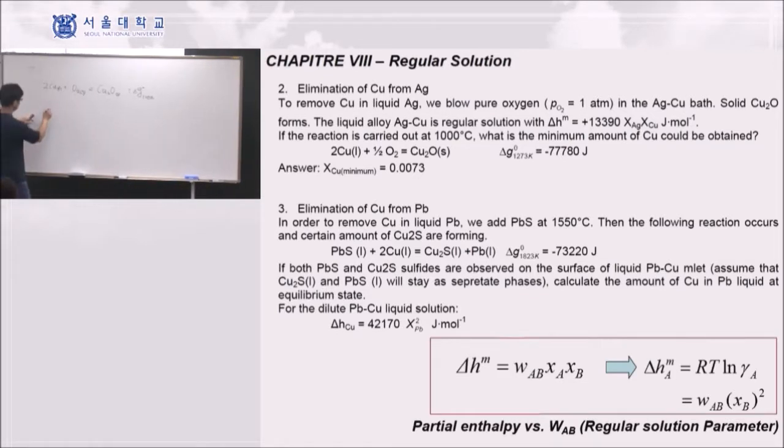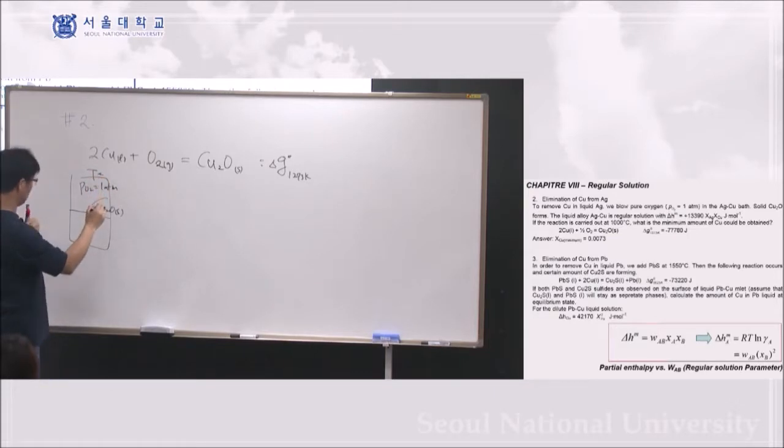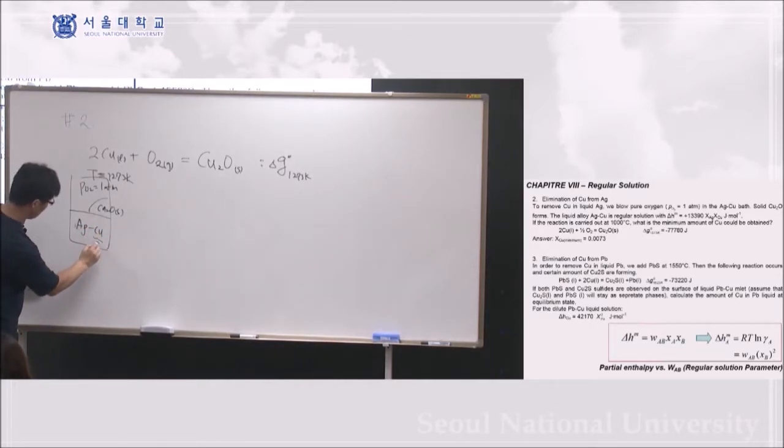So we have to solve this one, and to 1273 Kelvin, and this is Ag Cu. Okay, we want to know what this quantity is in the end here. What's the minimum impurity we can control, assuming that this is a regular solution. Okay, so we have solved this one.